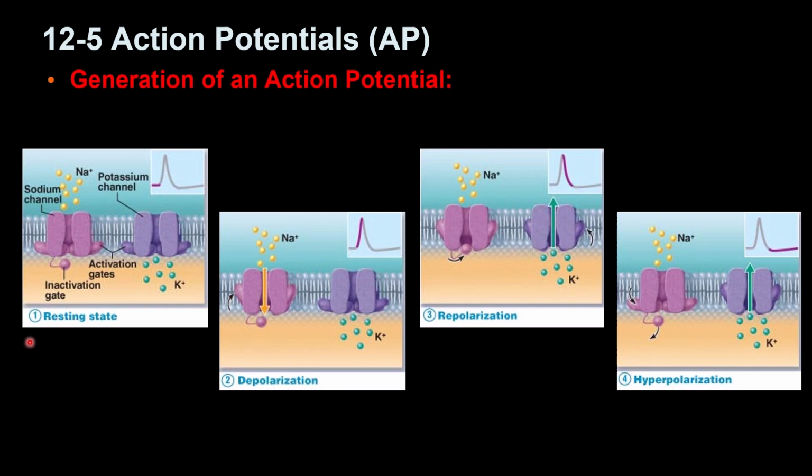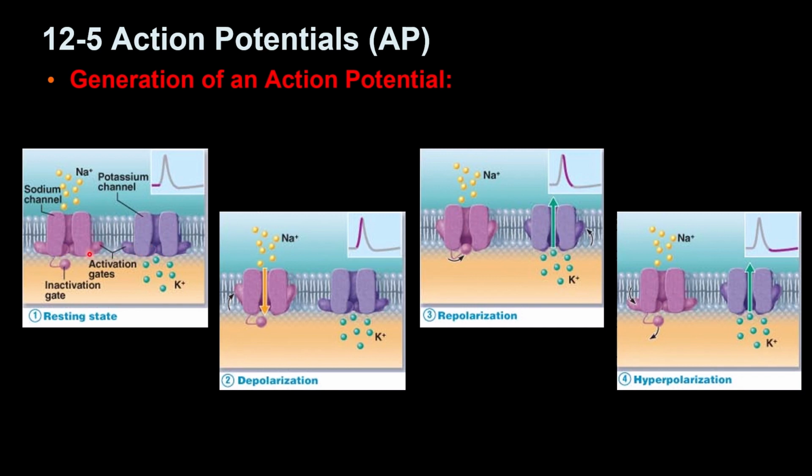Okay, so this is at rest, so nothing is happening here. You have the sodium channel and the potassium channel, and you can see that the membrane potential is negative 70 here. You have two gates for the sodium channel, the activation gate and the inactivation gate. The activation gate is closed at rest, and the inactivation gate is open. For the potassium, you have only one gate, the activation gate, which is closed.